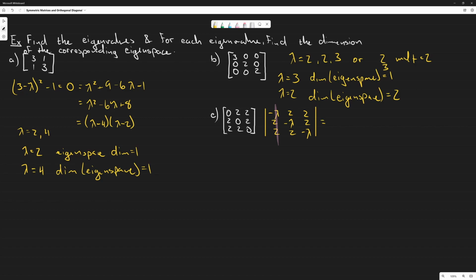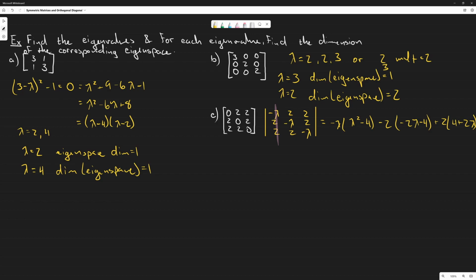So this would be negative lambda times (lambda squared minus 4), minus 2 times (negative 2 lambda minus 4), plus 2 times (4 plus 2 lambda). And so now what I'm going to do is expand and then begin to simplify.